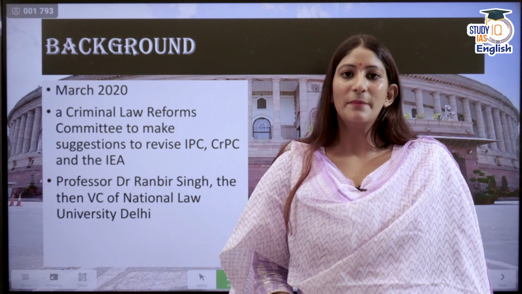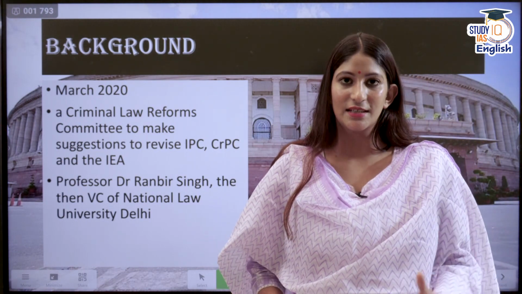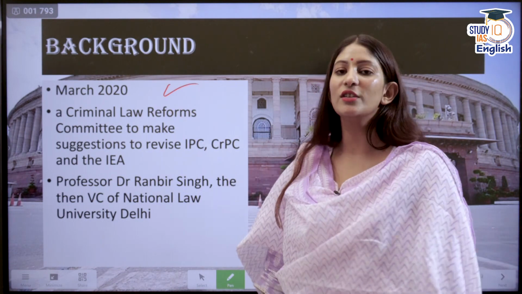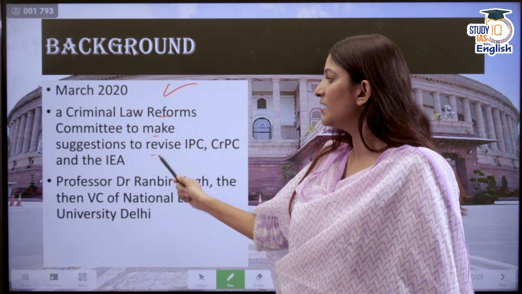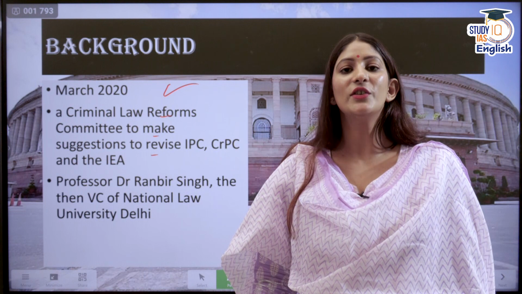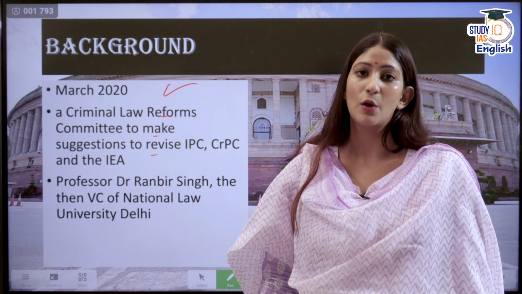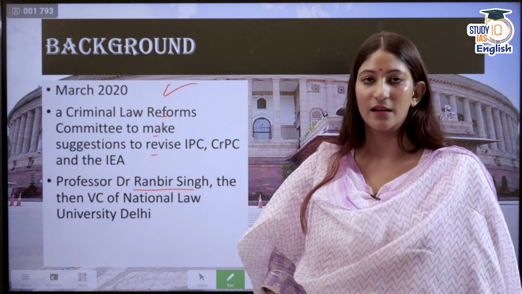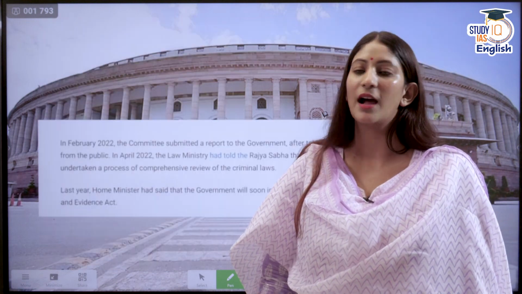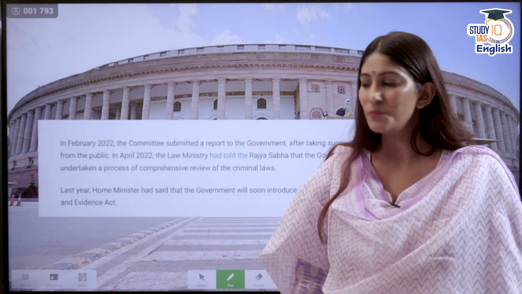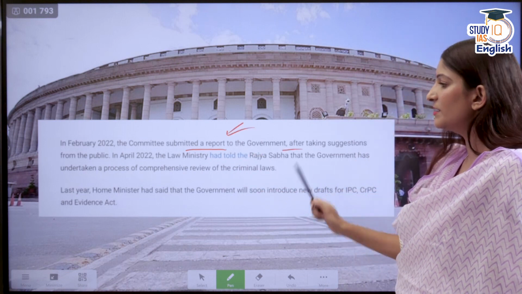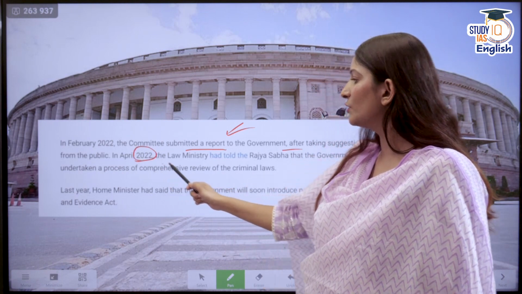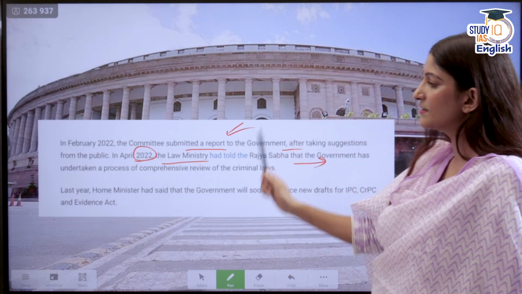See, if we talk about the background, it is not all of a sudden that these bills have been brought out of the blue. It was in March 2020 when the central government formulated a criminal law reforms committee in order to make suggestions on what revisions should be made in three particular laws: IPC, CrPC and Indian Evidence Act. It was headed by Professor Dr. Ranbir Singh, the then VC of the National Law University, Delhi, among other people. In February 2022, the committee submitted a report to the government. Many suggestions were actually solicited from the public only. In April 2022, the Law Ministry told the Rajya Sabha that the government has undertaken the process for the comprehensive review of it.